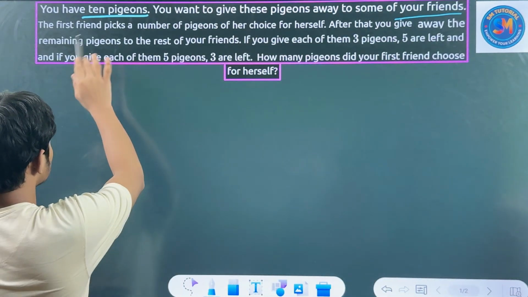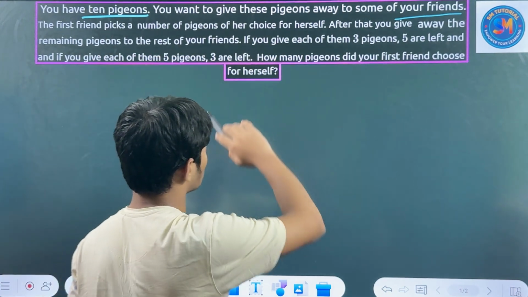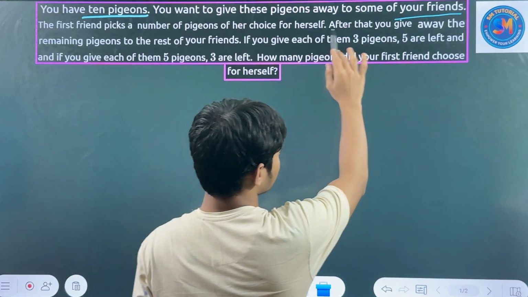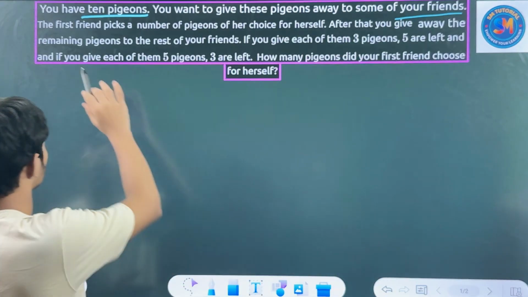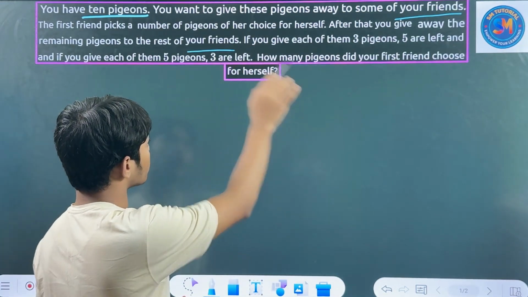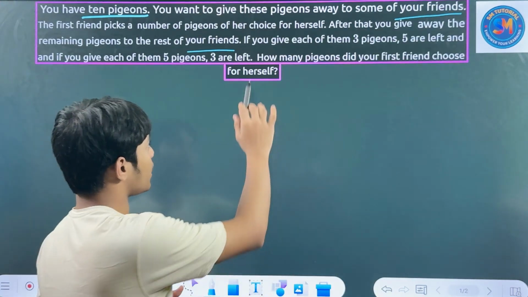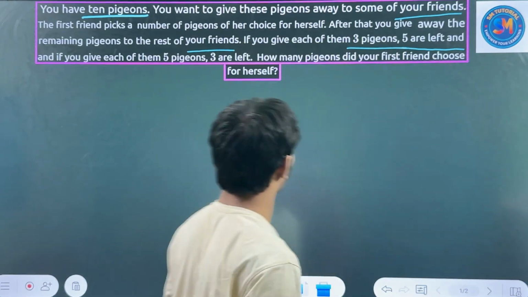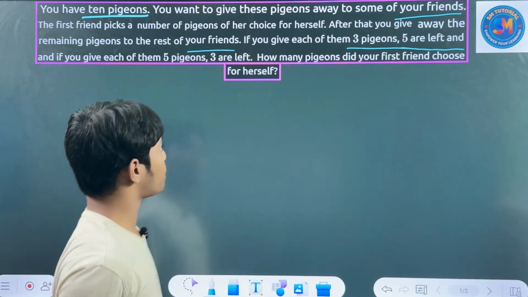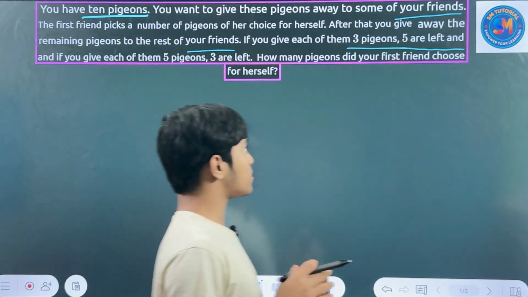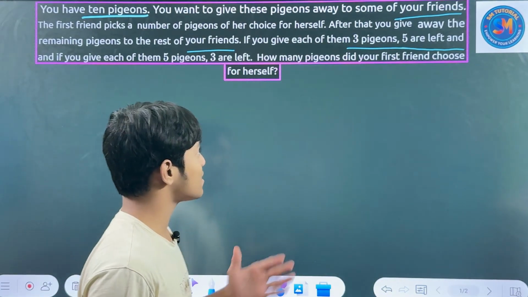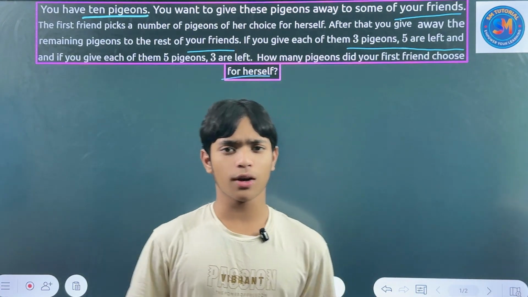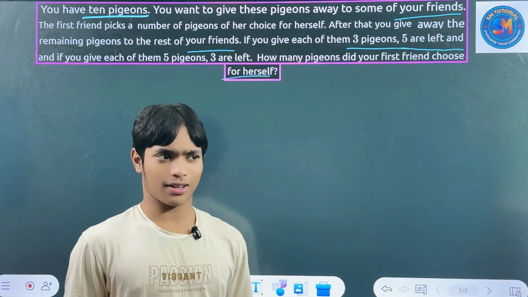The first friend picks a number of peasants of her choice for himself. After that, you give away the remaining peasants to the rest of your friends. If you give each of them 3 peasants, 5 are left, and if you give them 5 peasants, 3 are left. How many peasants did your first friend choose for himself?